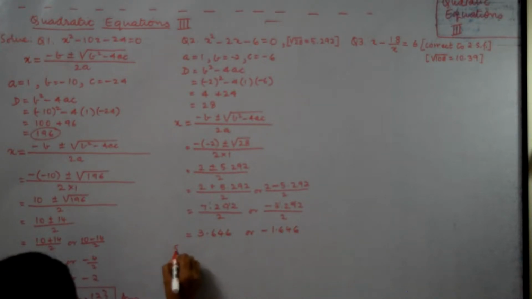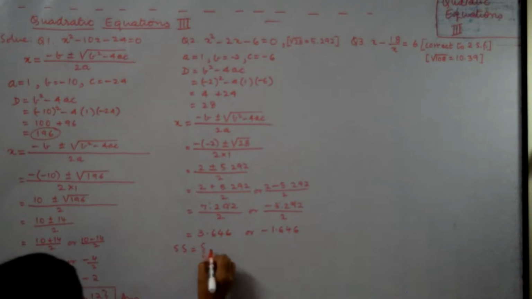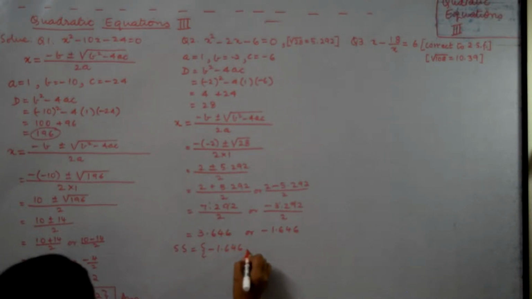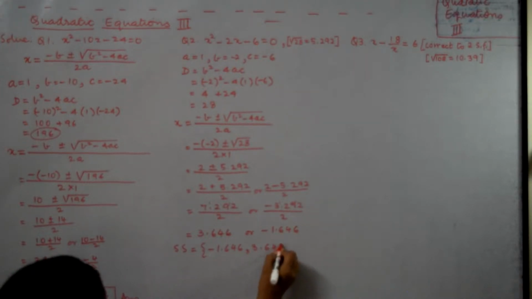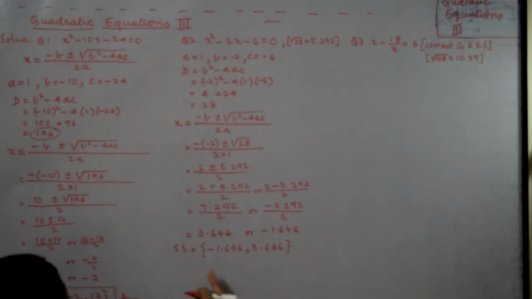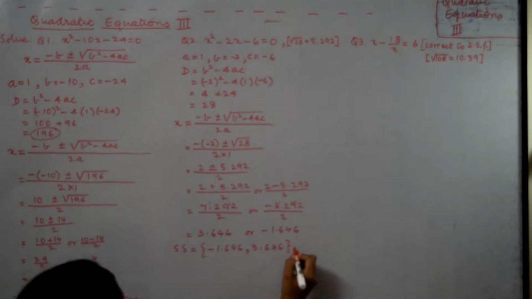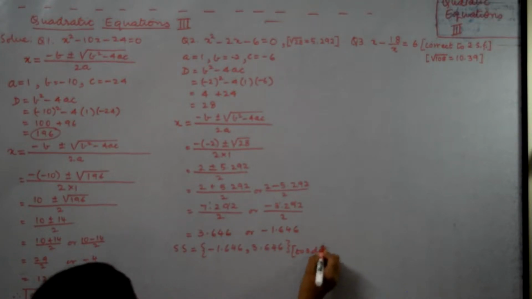So you see that your solution set is minus 1.646 comma 3.646. Now this is accurate to 3 decimal places. Here they have not given us any instruction, but this will be 3 decimal places.